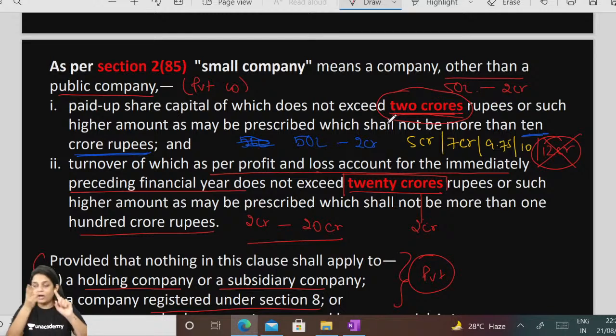So, there are two amendments here. First amendment is the slab of paid up capital is now from 50 lakh to 2 crores, and the second is the slab of turnover is now from 2 crores to 20 crores. I hope it's clear to everyone.